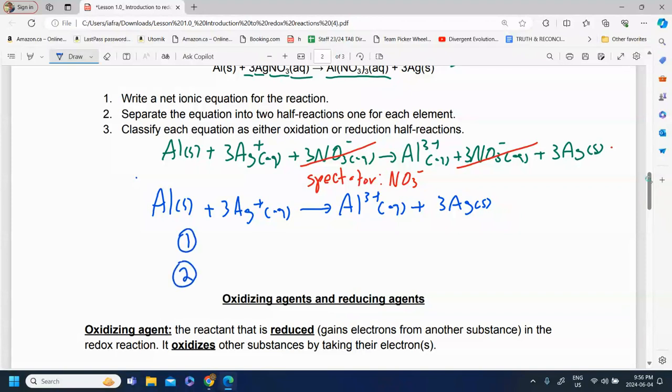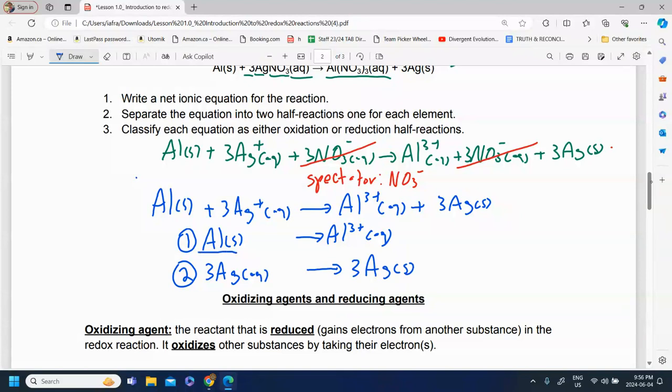So we're going to have Al solid, and I'll put an arrow to show Al 3 plus aqueous. And then for the other one, it's going to be 3Ag aqueous. I'll put an arrow. I'm saving some space because I'm not sure where the electron's going to go yet. We'll produce 3Ag solid.